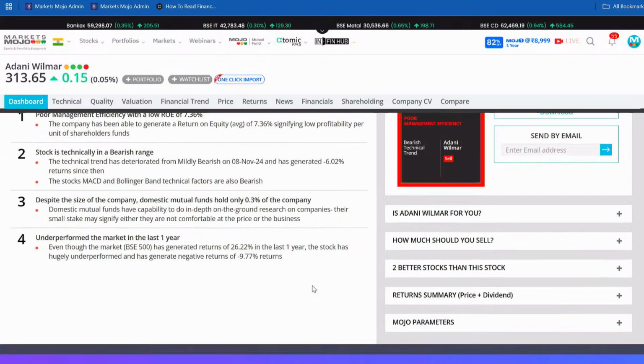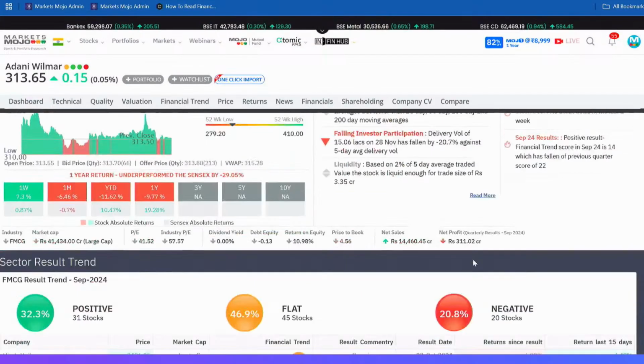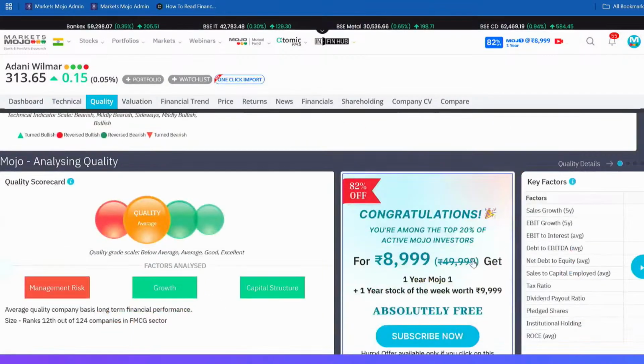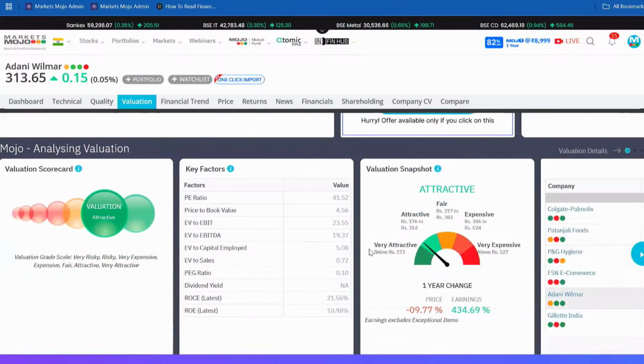To break it down a bit further, if you go to Mojo parameters over here, you can see quality is average, valuation is attractive, financial trend is positive, and technicals is bearish. And as you scroll below, you can learn about each of the dots. So you can see the quality over here is average. Why is it average? What's the valuation? Oh, it's attractive. What's the price at which it is attractive?